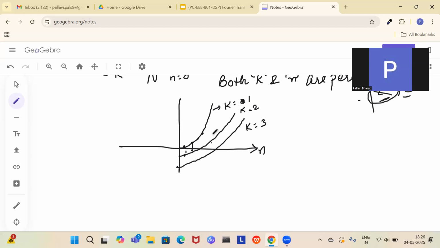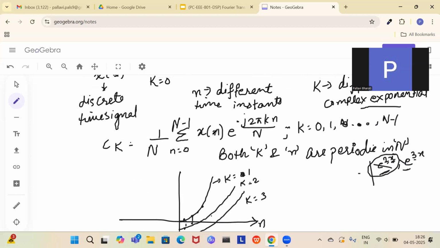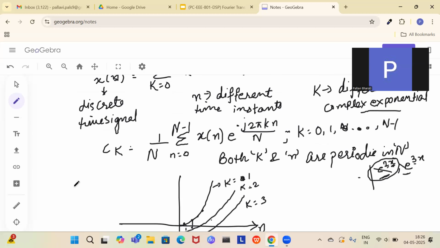So this is not only periodic in the time instants, it is also periodic in the different complex exponentials, or you can say in different k. Now this part of it, this c_k, is called the Fourier series coefficient.